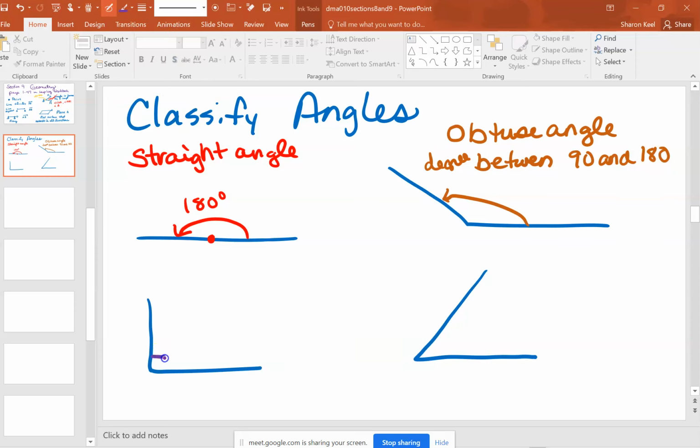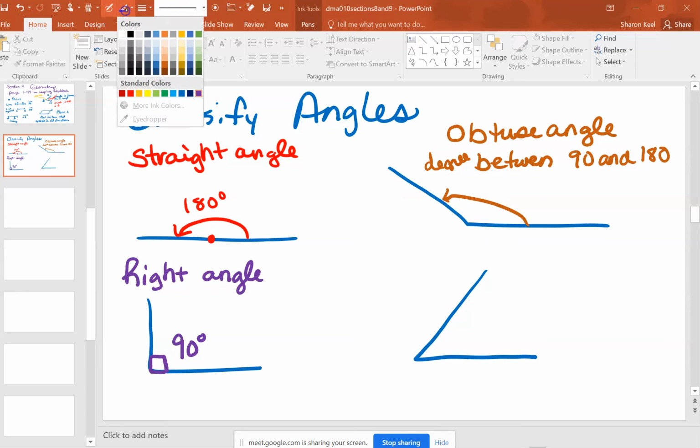This angle, if you ever see a little square drawn in a corner, it represents exactly 90 degrees. 90 degrees is a right angle. Think about in our earlier section, we talked about the Pythagorean theorem, and we can only use that theorem when we're dealing with a right triangle, meaning if the triangle had a 90-degree angle. So this is a special angle, and the measurement is exactly 90 degrees.